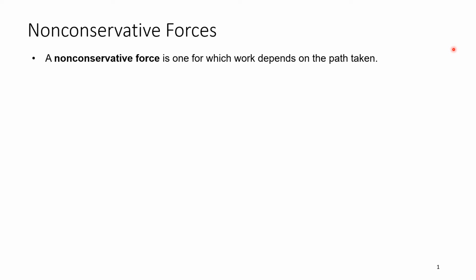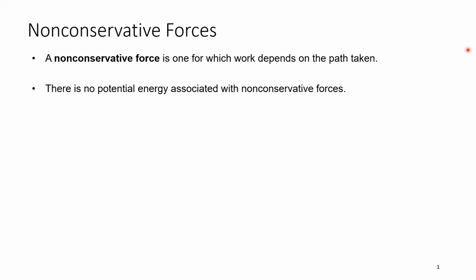We have talked about conservative forces and how they relate to potential energy. There are non-conservative forces for which work depends on the path taken. Friction is a good example of a non-conservative force. Work done against friction depends on the length of the path between the starting and ending points, so there is no potential energy associated with friction.